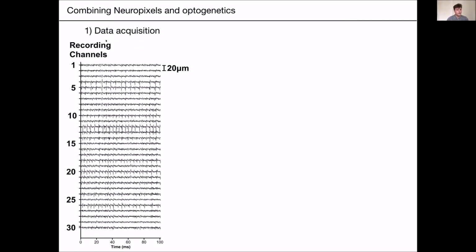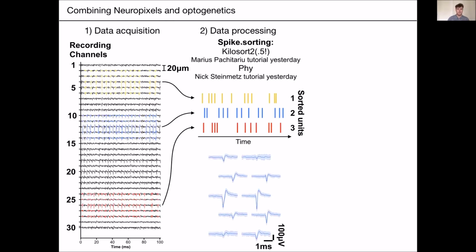What kind of devices can you use to deliver light on the brain, before talking about spike sorting and data processing. As you've learned in the past few days, in Marius and Nick's tutorials yesterday, you can use Kilosort and Phy to automatically cluster and then manually curate your data using the temporal shape and the spatial spread, really the spatial temporal footprint of your neuron, to end up with this data format, which is a time series for each neuron against neurons, where each of these spikes is associated with a given waveform shape. This is what you deal with.